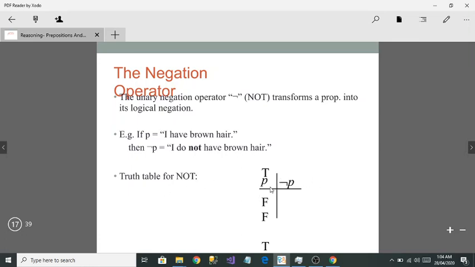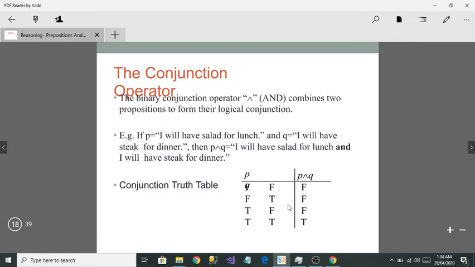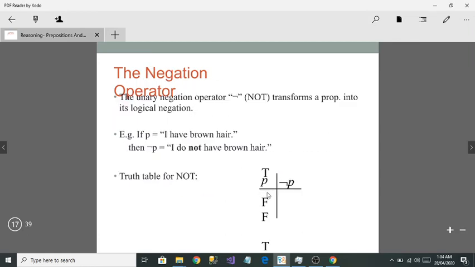Here you will write P and here you will write the negation of P. Suppose you were doing conjunction, then you would write the conjunction of P. But here we are doing negation, so we write negation P. Now you are going to say this will be true, false, false. Okay, now suppose this will be true and this will be false.